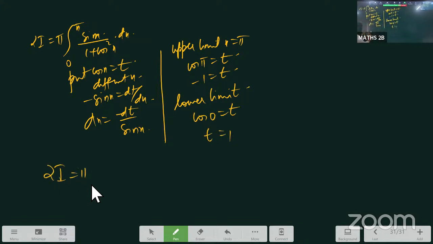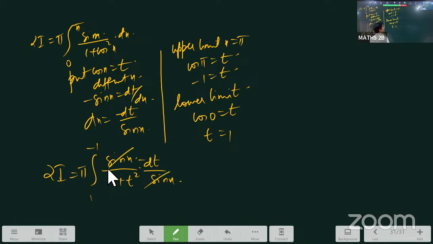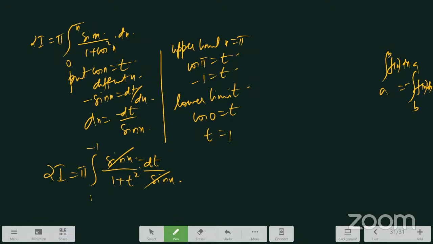So 2I equal to pi, lower limit is 1 to minus 1, sin x as it is, 1 plus t square. This is minus dt by sin x. Okay. Now sin x gets cancelled. According to properties of definite integrals, integral a to b f of x dx, I can write it as minus integral b to a f of x dx. If I change the limits from a to b to b to a, I get minus. Is it clear? Right.